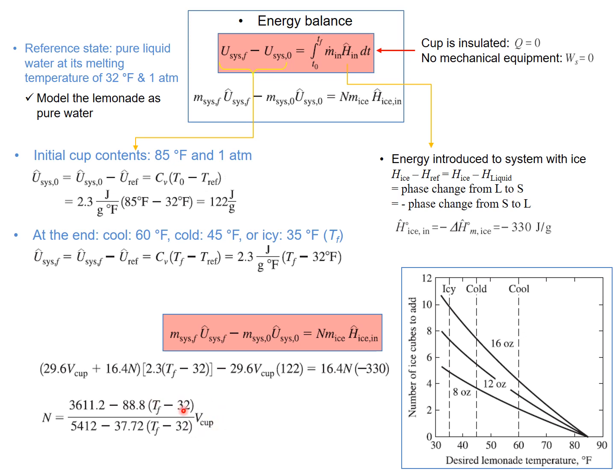and the volume of cup. So for example, if your customer wants to have cold lemonade, then you should put 45 Fahrenheit into TF, and also your customer is saying the size of the cup, then you should put the value into V cup. Then finally you could calculate the number of ice cubes. Then after equilibration you could obtain the desired temperature depending on the size of the cup.